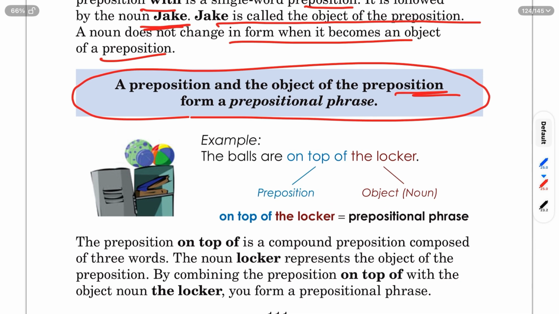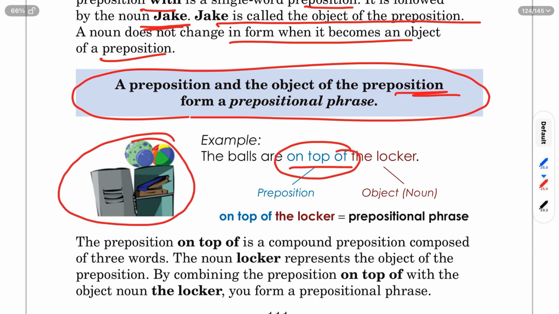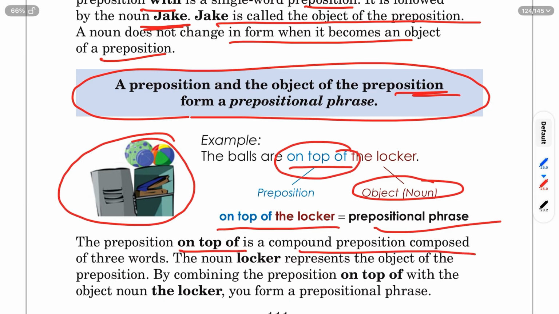The wallets are on top of the locker. Here is another example for you. On top of is the preposition. The locker is the object of this preposition. So on top of the locker is a prepositional phrase. The preposition on top of is a compound preposition composed of three words. The noun locker represents the object of the preposition. By combining the preposition on top of with the object noun, the locker, we form a prepositional phrase.